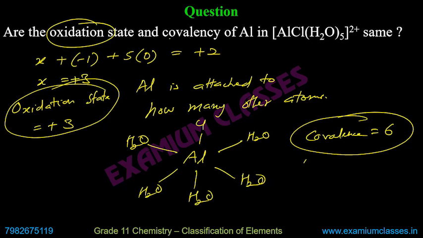Covalence is to how many other atoms aluminum is connected to. Oxidation state is how many electrons are being transferred, how many electrons are taking part while the reaction is happening. So that's the difference.